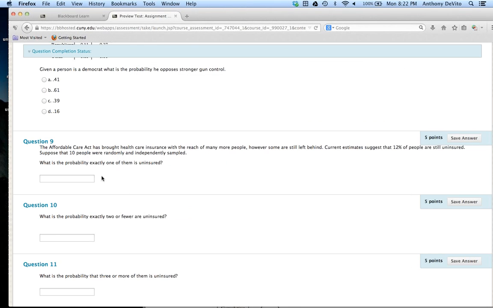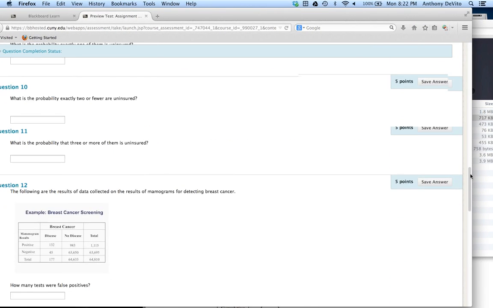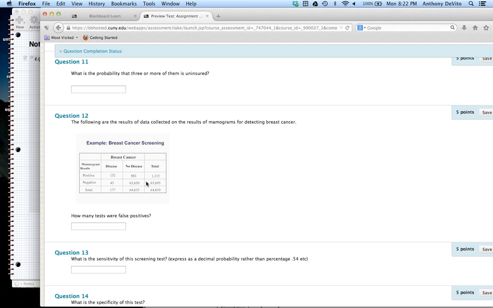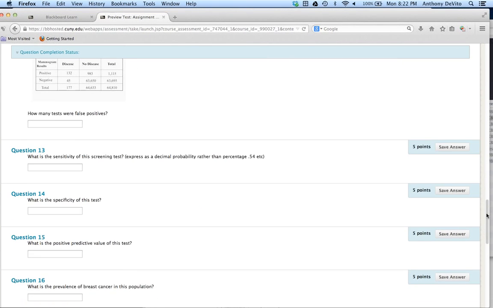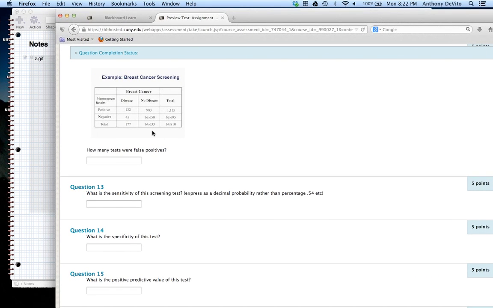Okay, so let me go back to this. I'm going to continue here. So they're insured. You actually have some there you have to work on your own. The following are results of data collection on mammograms detecting breast cancer. I'm hoping you can see this. It's very light on my computer, but it should be familiar to you because I think almost all of you at least tried the homework so far, if not submitted it.